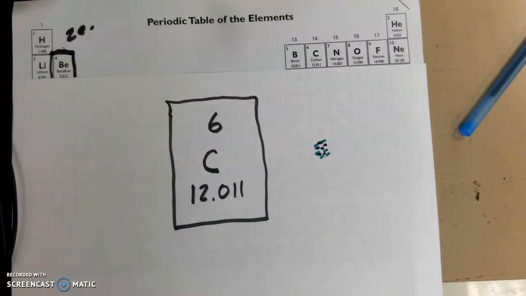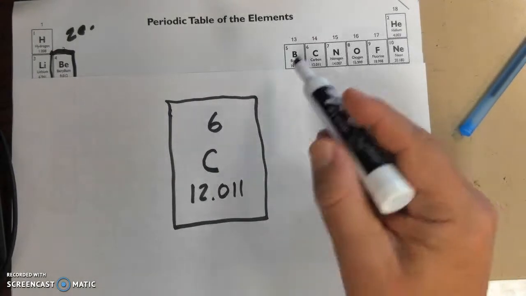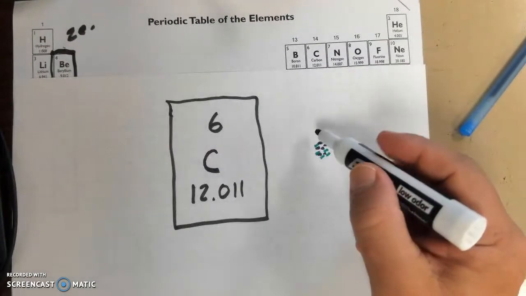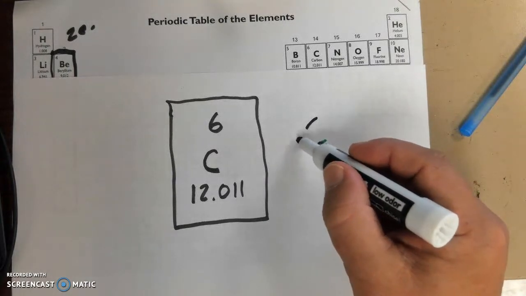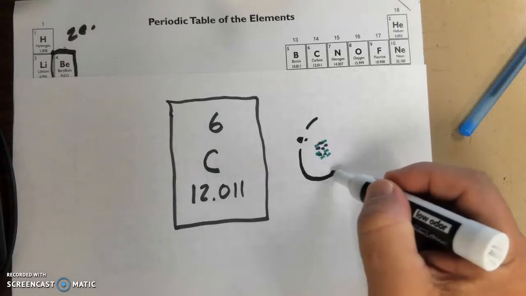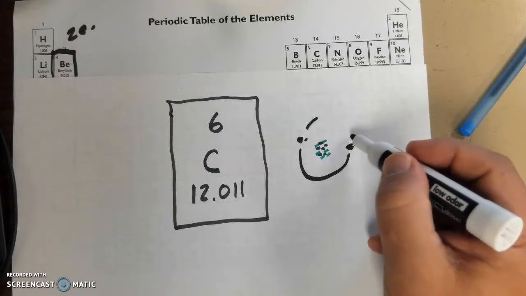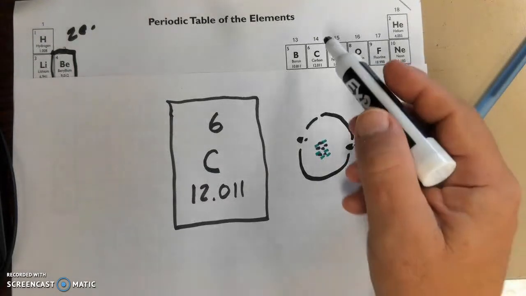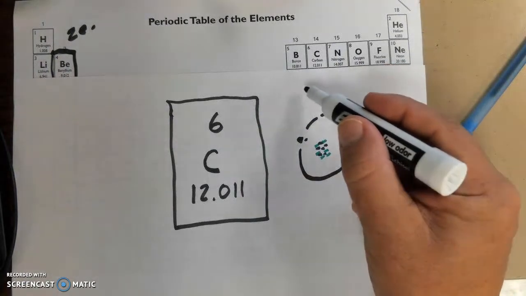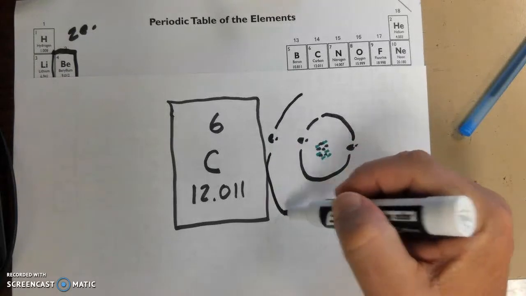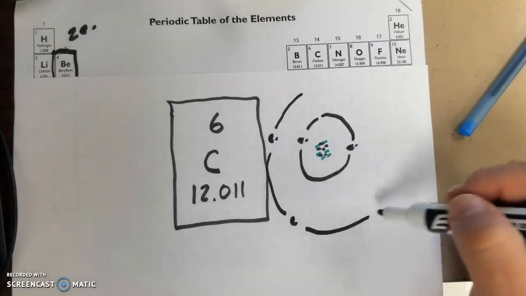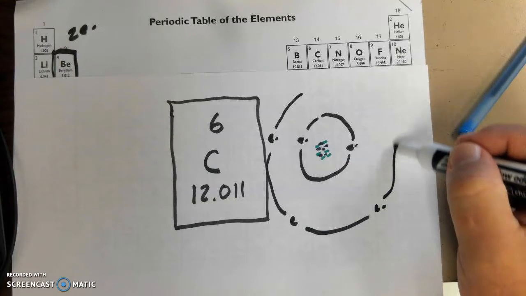And then now the most important part, what we want to focus on, is this outer shell. Now it's in group 14. 14 should give you a clue of how many electrons are in the outermost shell. There's the 2 that fill up that inside shell. 6 minus 2, that leaves 4 more. And it's in group 14. Things that are in group 14 have 4 on the outermost shell.